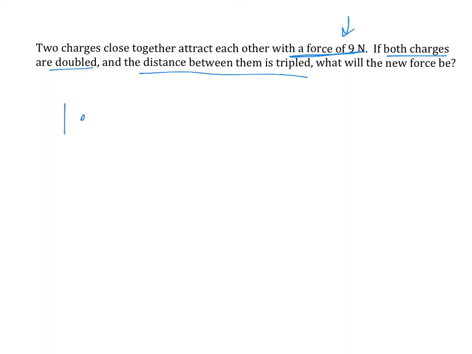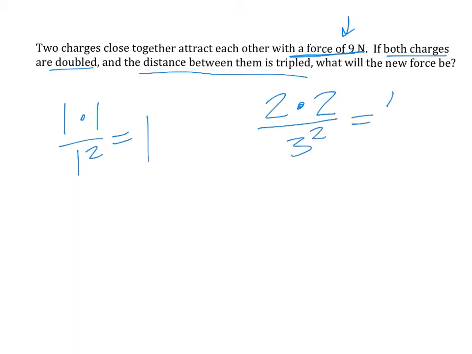We've got the initial conditions where everything's 1. And then we say, okay, both charges are doubled. So for Q, we're going to put a 2 in for each Q. So Q1 is going to be double what it was, and Q2 is going to be double, and the distance is tripled, so 3 squared. So 2 times 2 is 4, 3 squared is 9. So the new force is going to be 4/9 of whatever the original force was.